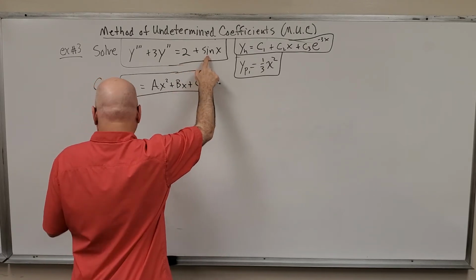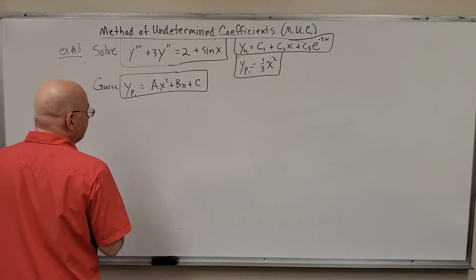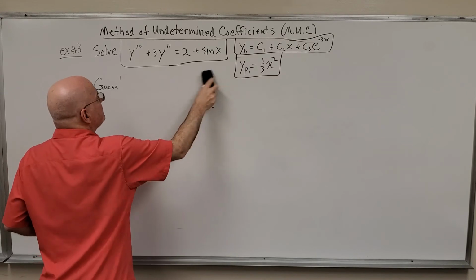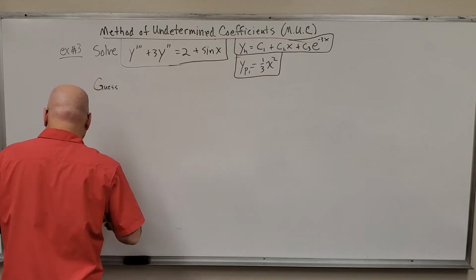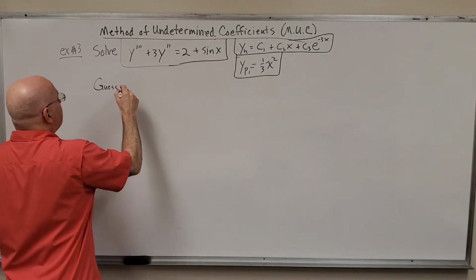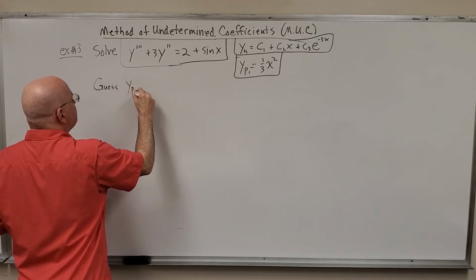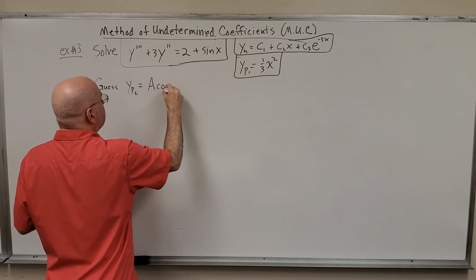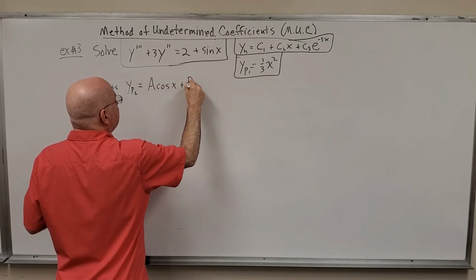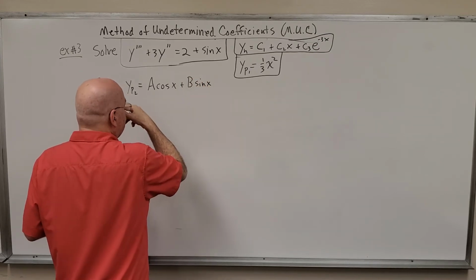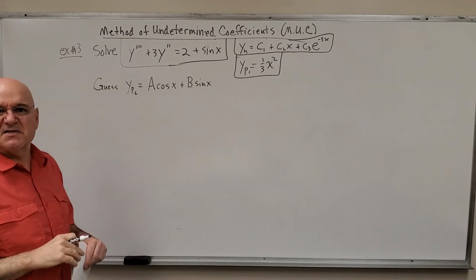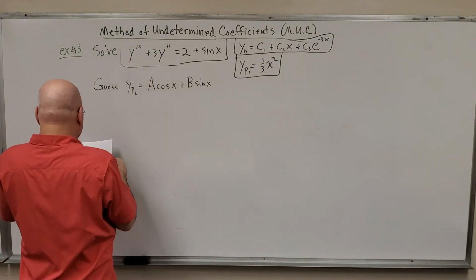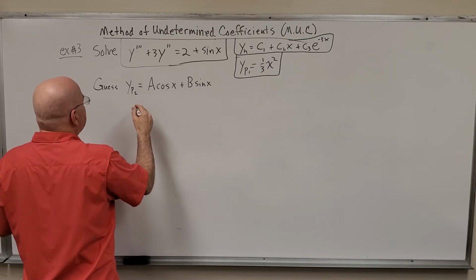Now we're going to go to g2 of x, where we have to guess something completely different. When we have a sine, we have to guess a linear combination of sine and cosine. So for y particular 2, we're going to guess A cosine x plus B sine x. And we've got no redundancy between that and the homogeneous solution, so we're good so far. Now I need to take it all the way to the third derivative here. That's not too bad, really.